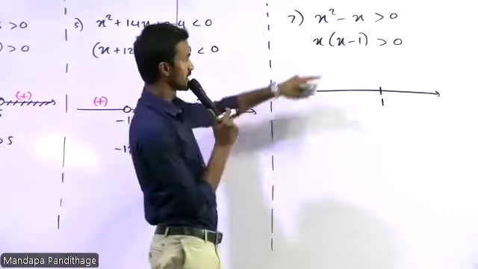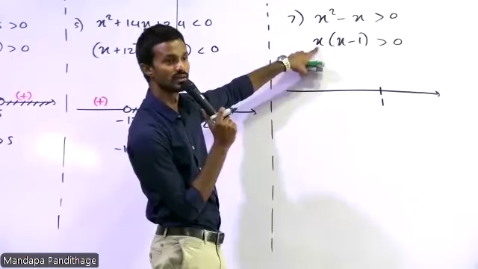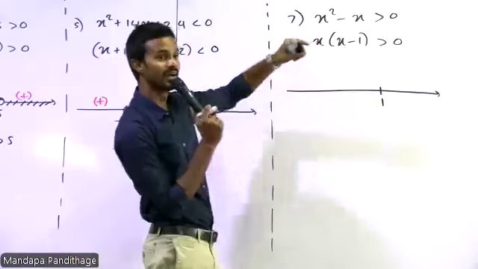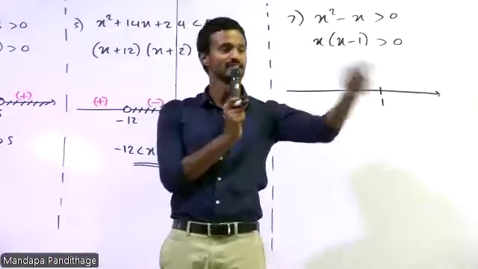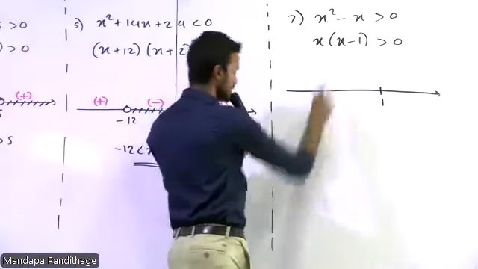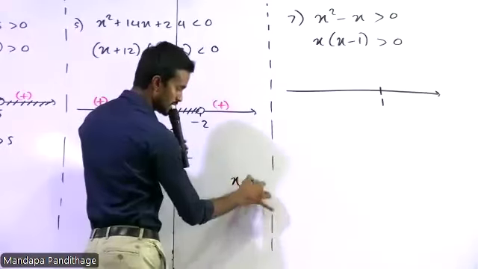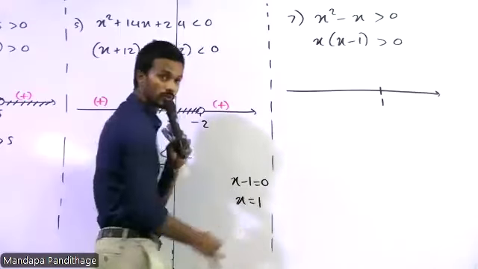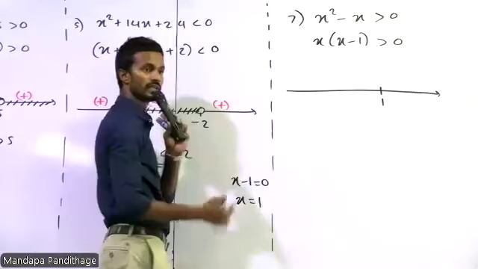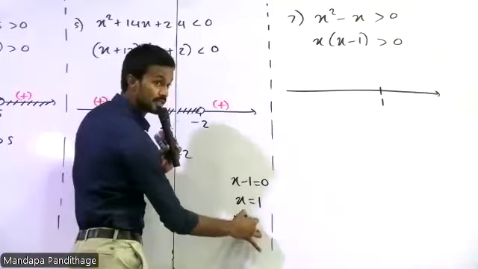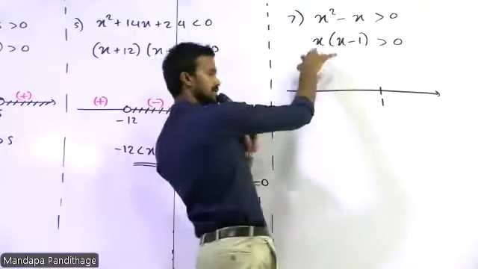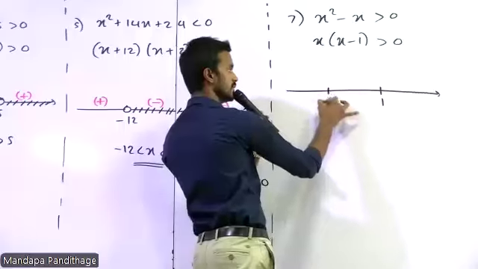And now tell me, what is the value that makes this 0? X becomes 0 when x is equal to 0. So how did you get this 1? If x minus 1 is equal to 0, then x is equal to 1. So that is how we get this 1. So if you write the same thing for x, what can you write? X is equal to 0. That's all you can write. Clear? So what makes this 0 is x is 0.